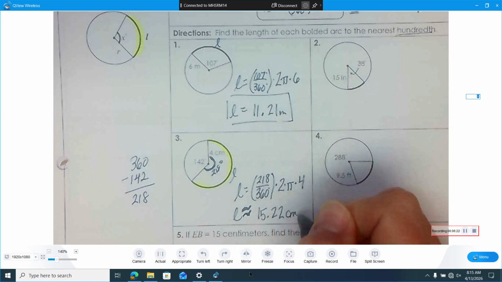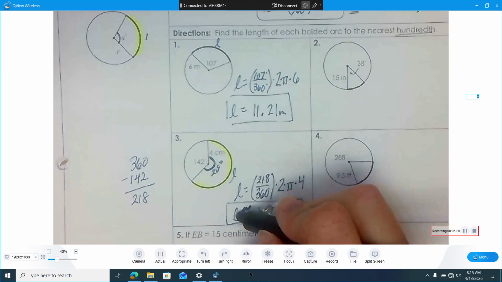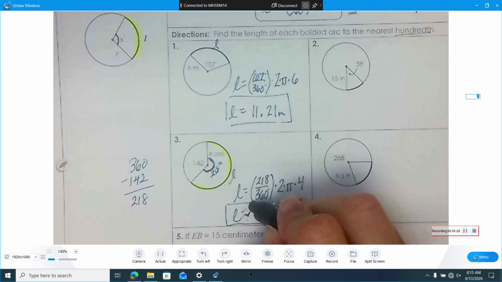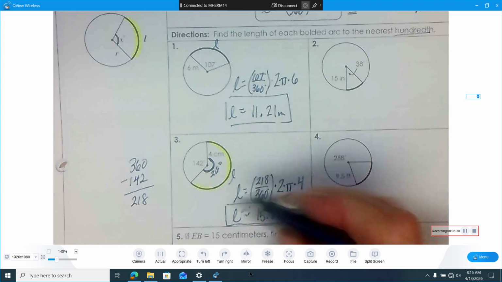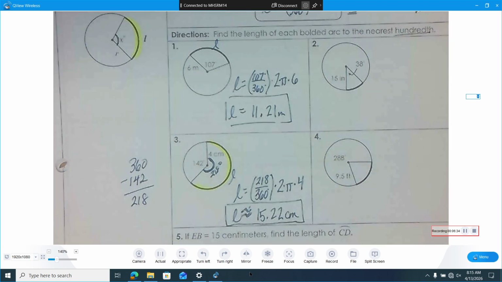.22, and we're talking centimeters here. Very good. I did a little approximation squiggles that I did backwards. Looks weird. All right. 15.22. Super.